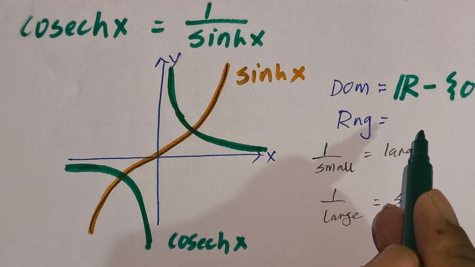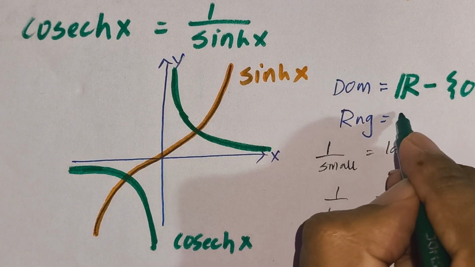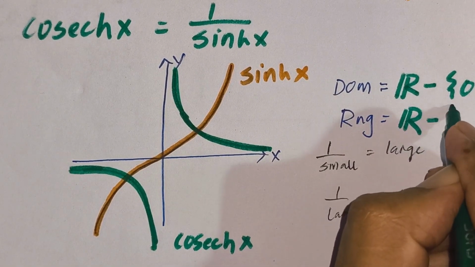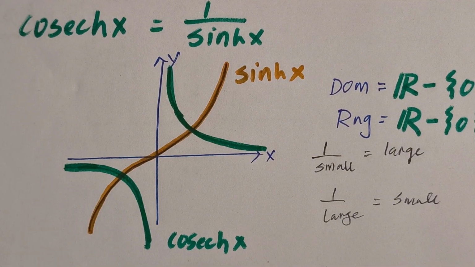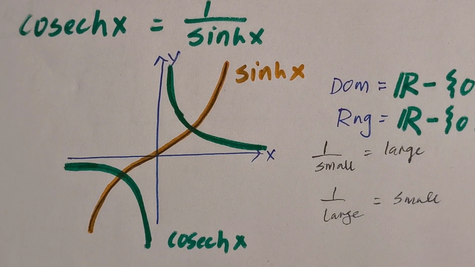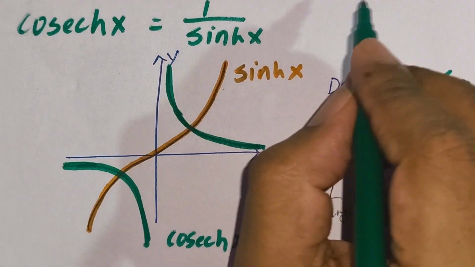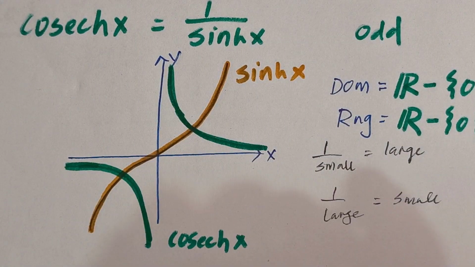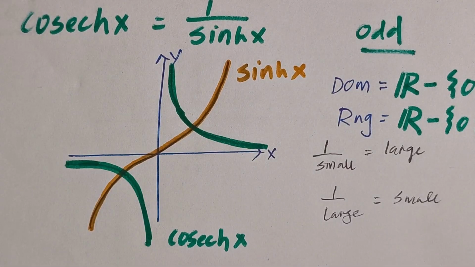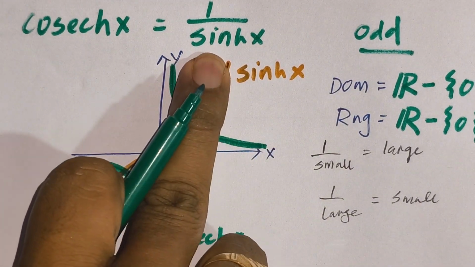And what is its range? Range is also all real numbers, 0 removed. So range is all non-zero values. Also the type of this function is odd. If a function is odd, its reciprocal is also odd. So this is an odd function because sine hyperbolic is odd.